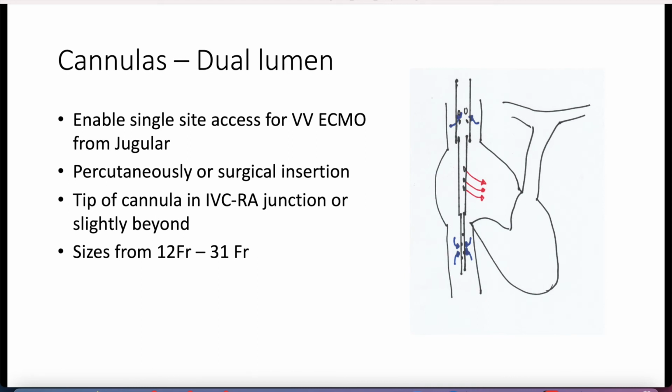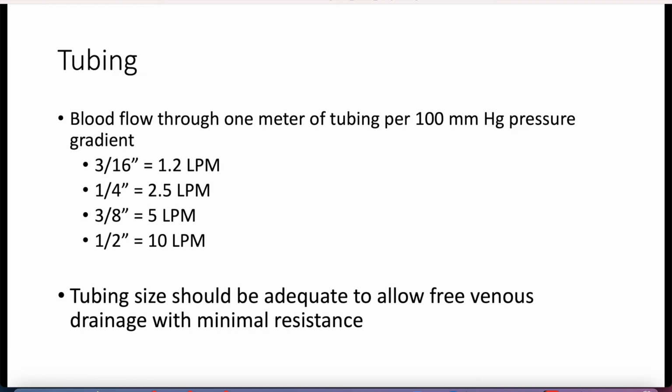For this to happen, the tip needs to be placed in the IVC-RA junction or a little bit further into IVC, depending on the type of cannula. It is important to appreciate that the tubing is also a very important component of the ECMO circuit. As shown here, if you use a half-inch tube instead of a quarter-inch tube, you could potentially increase the flow 4 times for the same pressure gradient.